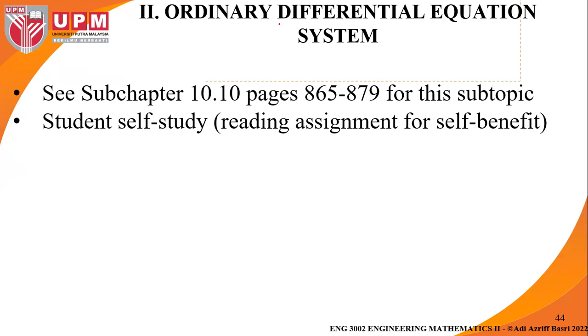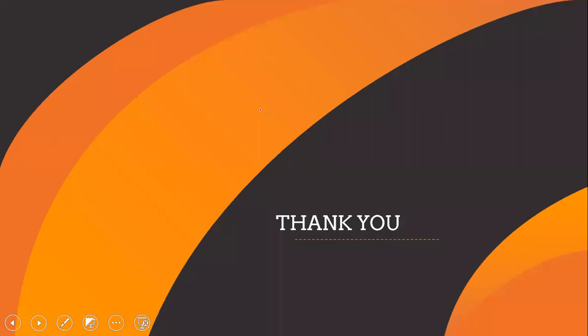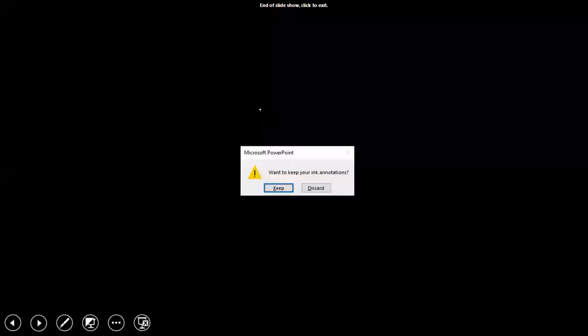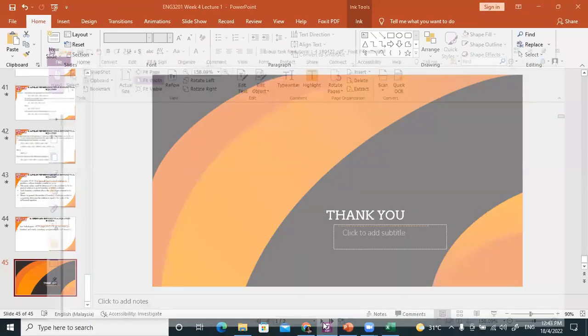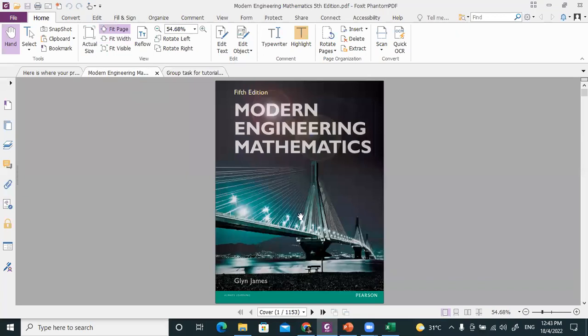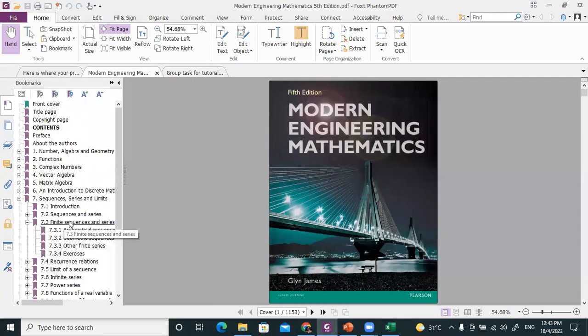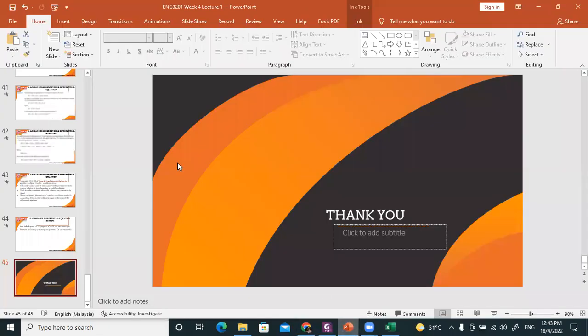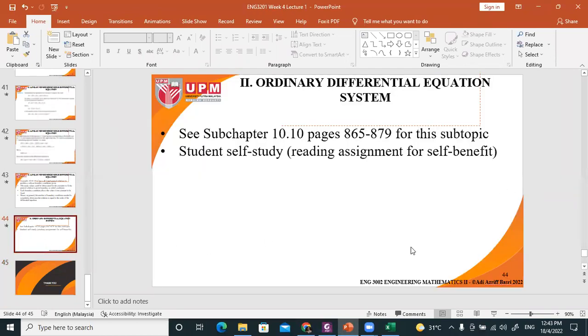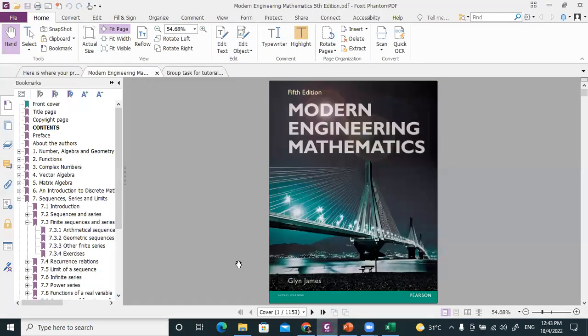Okay, so the last one, we have covered the linear, homogeneous and non-homogeneous. The final one is ordinary differential equation systems. So you can refer to the subtopic of 10, pages 865 to 879. So you need to read by yourself. Okay, maybe I can show you. Okay, from here is page 867, 865.